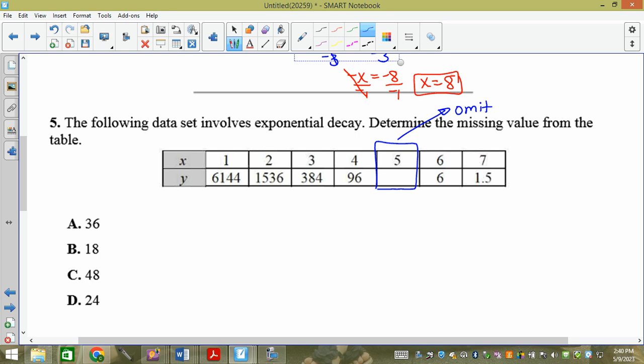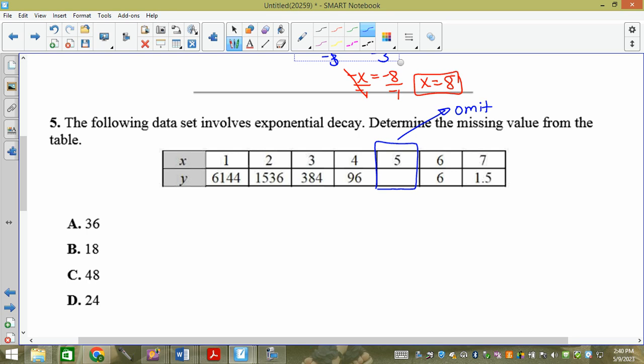Are we getting an exponential equation or a log? What does it say? What word is above the table? Exponential. And this is decaying because I'm starting with 6144, then 1536, then 384. Then 96, then 6, so I'm decreasing quickly, by 1.5.